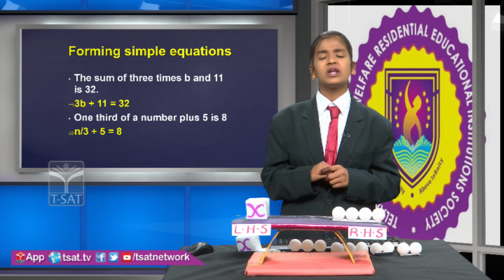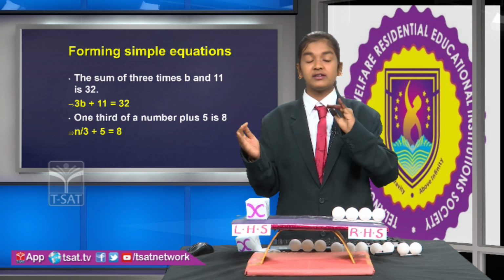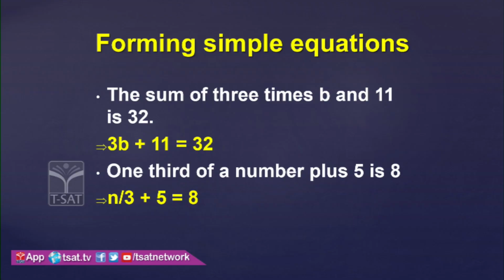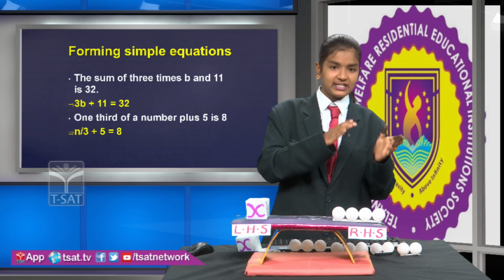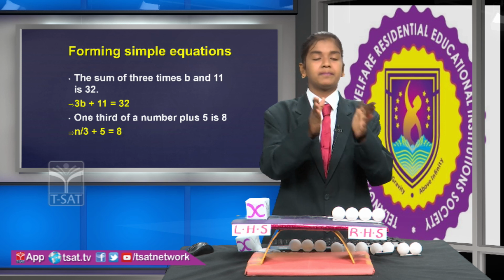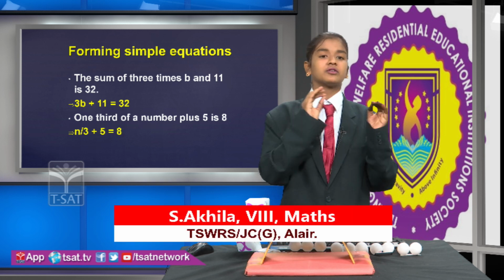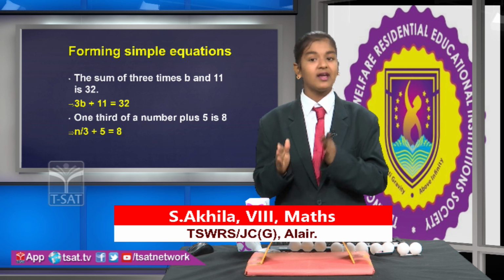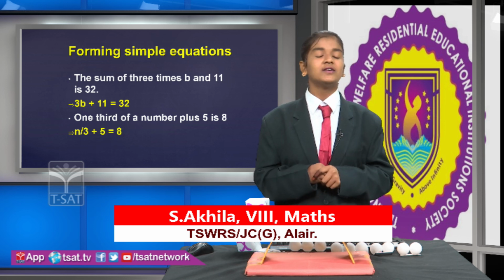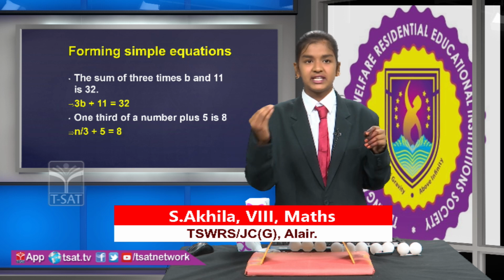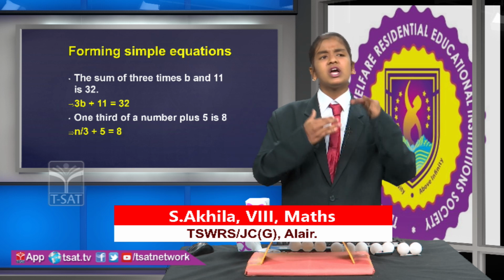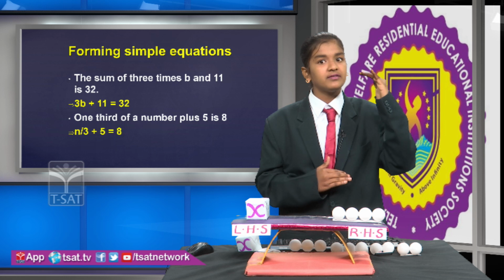So friends, now let's see how to form an equation for the given statements. So friends, the first one is, the sum of 3 times b and 11 is 32. So friends, 3 times b, that is 3 into b, which equals 3b, and sum of 3 times b and 11, that is 3b plus 11 is 32. So the sum of 3 times b and 11 is 32, which is 3b plus 11 equals 32.